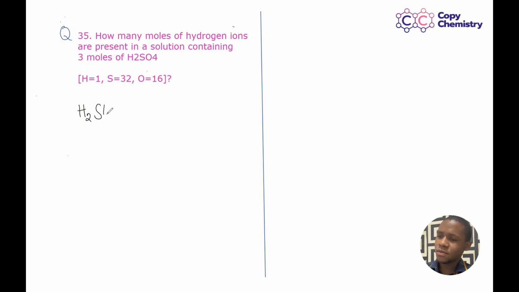So H2SO4, this is sulfuric acid. It should contain hydrogen ions, right? It should. To be specific, 1 mole of H2SO4 would produce 2 moles of hydrogen ion and 1 mole of the sulfate anion when it dissociates in water.